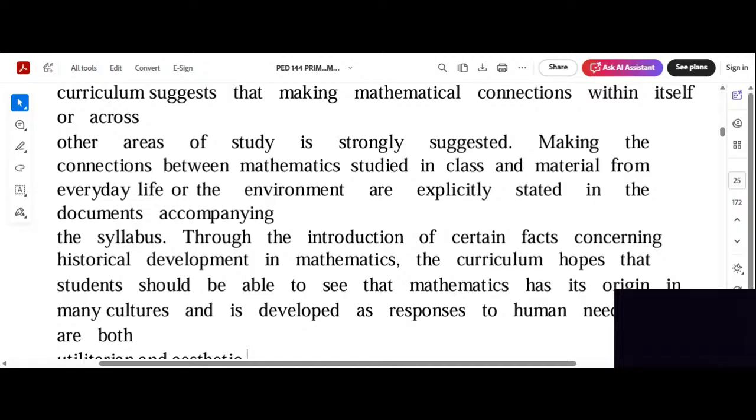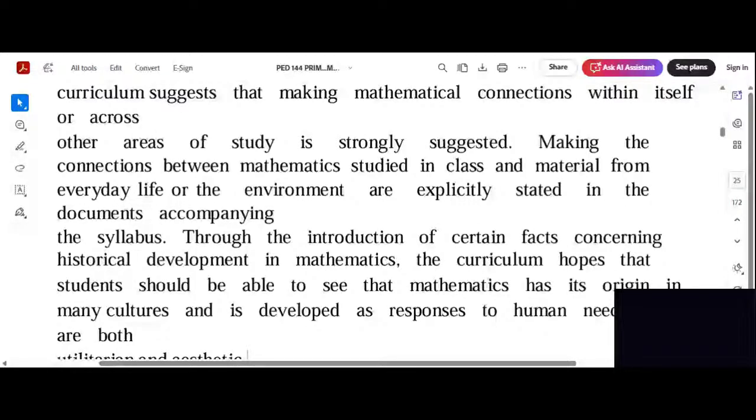Linking mathematics to other school subjects. You know how that works. You know that in several other subjects you do, there are some of them that in fact basically require the knowledge of maths. Another thing is linking mathematics with everyday life. That was the other connection mentioned there.